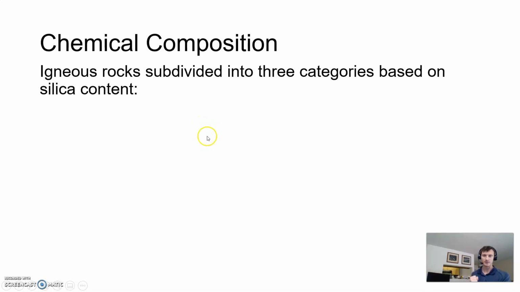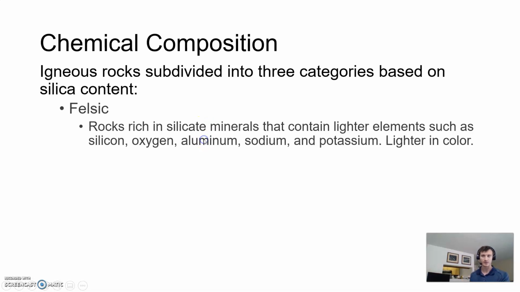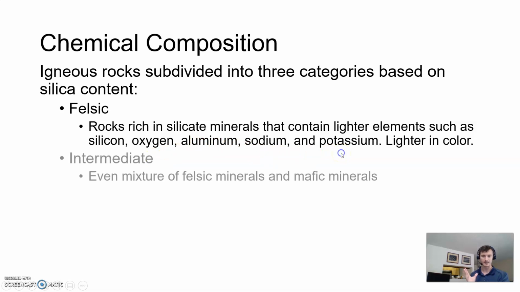So, chemical composition. Which elements? We divide these into three categories: igneous rocks, or melts, based on silica content first and foremost. So we have felsic rocks. I talk about these being lighter colored, or white rocks, or white magmas and lavas. These are going to have a lot of silicates in them with usually light colored and less dense elements. Silicon, oxygen, aluminum, sodium, and potassium, light in color.